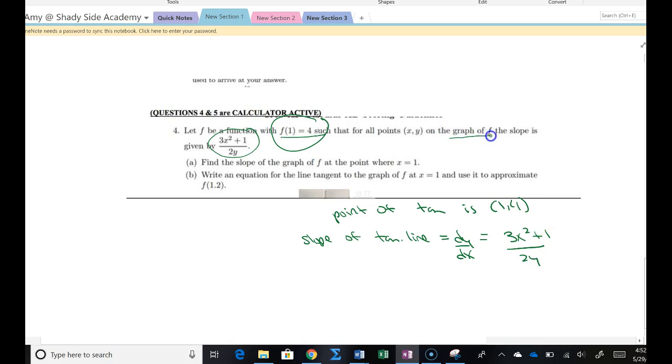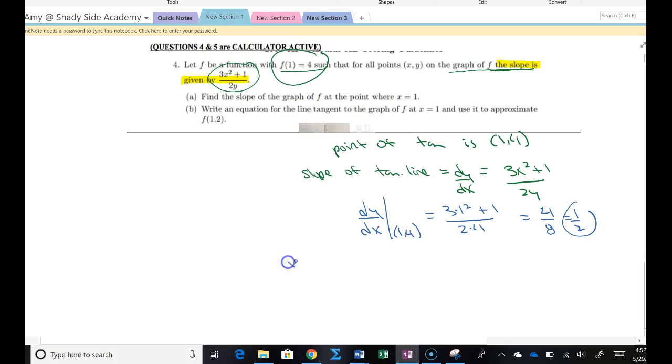I think maybe this wording threw you off. The part here, the slope is given by, means nothing different than dy/dx equals that. So the particular slope you want is dy/dx at the point of tangency (1, 4). So you're going to have (3 times 1 squared plus 1) over (2 times 4), which is 4 over 8, which equals a half. This is the slope. So your equation of the tangent line is y minus 4 equals 1/2 times (x minus 1).